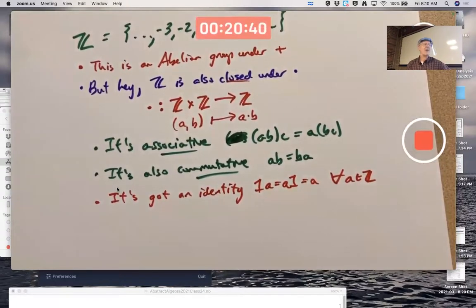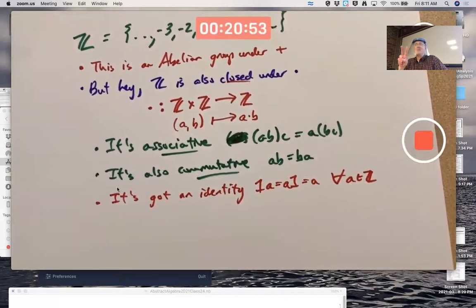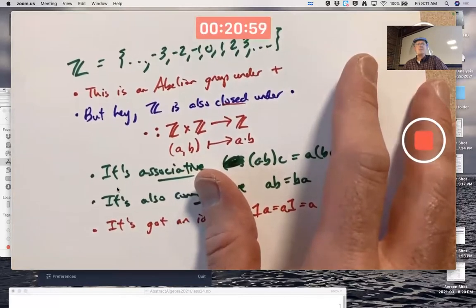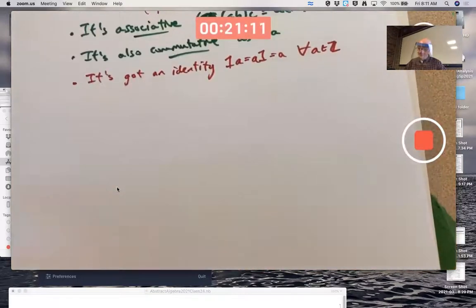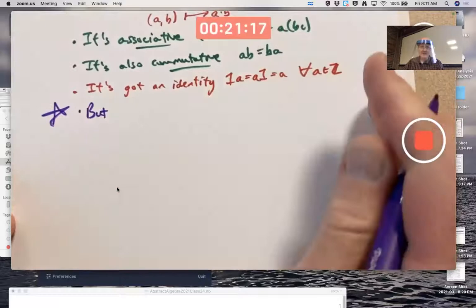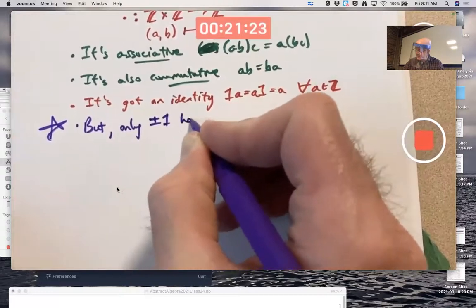Go ahead and expand on that thought. Not every element has a multiplicative inverse. Only two elements do, actually, even though it's an infinite set. Only one and negative one have multiplicative inverses. One is its own multiplicative inverse, and negative one is its own multiplicative inverse. That's a big star, but only plus or minus one have multiplicative inverses.